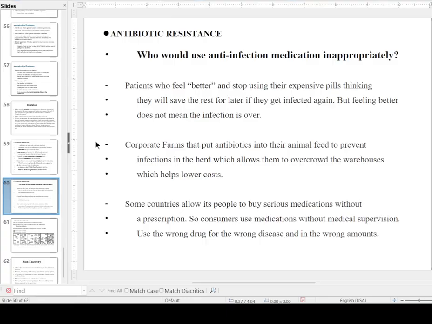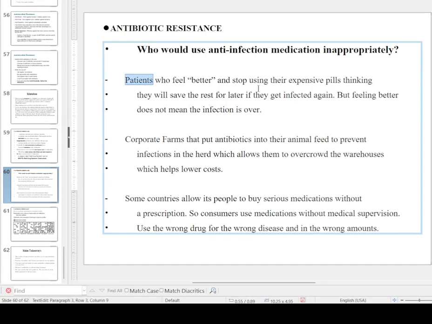Why would anybody misuse an antibiotic? Well, patients who feel better and stop using their expensive antibiotics, right? Save the rest for later. But that gives the resistant strains a better chance of surviving this pass. And then they are around to populate the next generation.